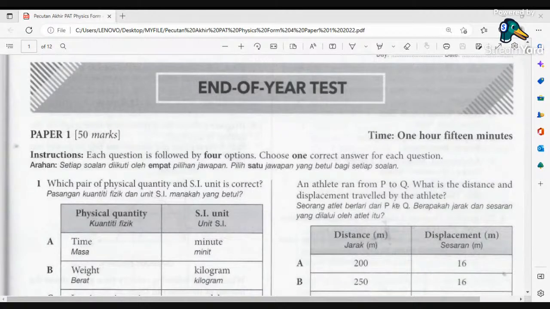Okay, today I will discuss paper 1 as a revision. So actually the set of questions that I sent to you is not the real format KSSM, but just for discussion for you all to revise the previous topic.